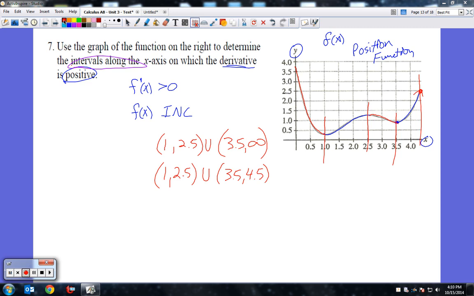So we have shown the intervals along the x-axis on which the derivative is positive simply by knowing that if the derivative is positive, f of x is increasing. And this would be your answer shown here and shown here.